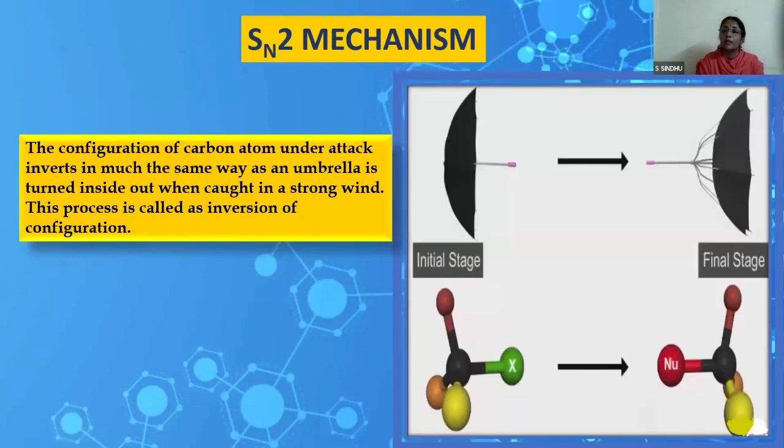And the best analogy we can take is the inversion of an umbrella on a very windy day. You try to use the umbrella, no use, it just gets inverted during rain. So the same thing happens here. You have X on this side and it's completely getting inverted, and the nucleophile comes onto the other side. So inversion of configuration is the main aspect of the SN2 mechanism.